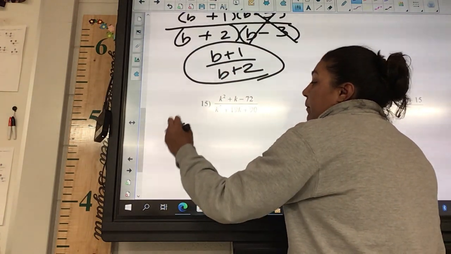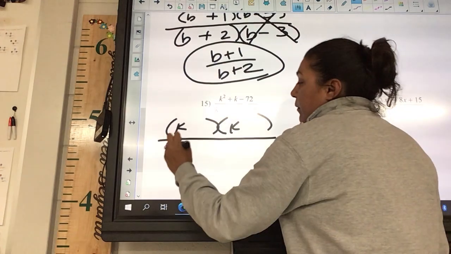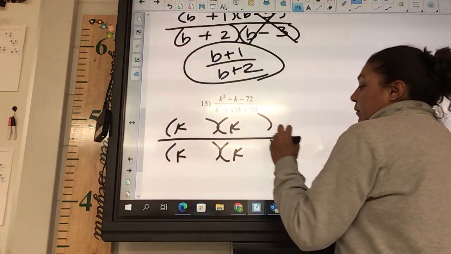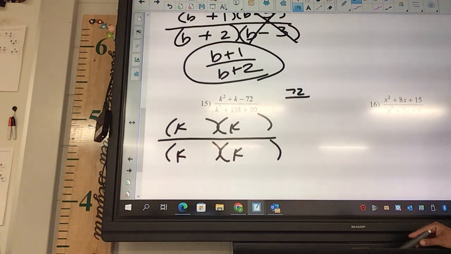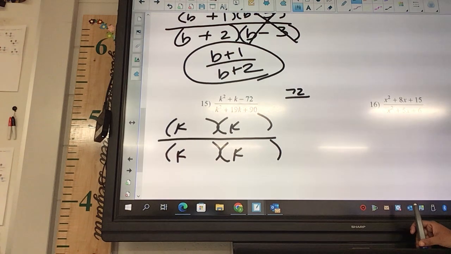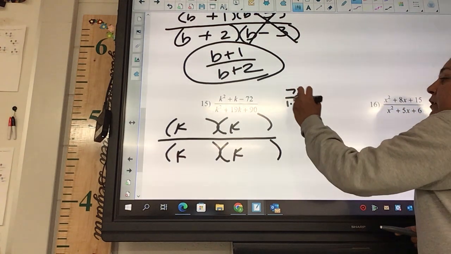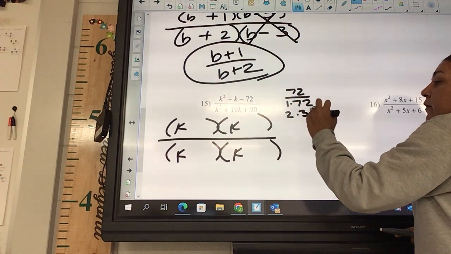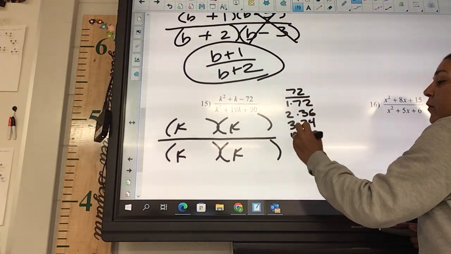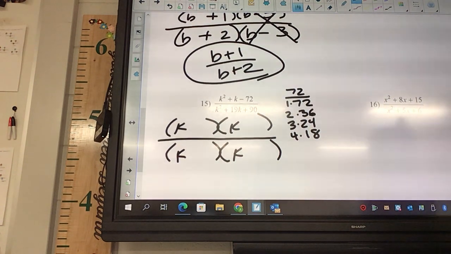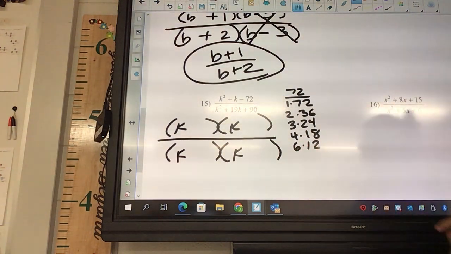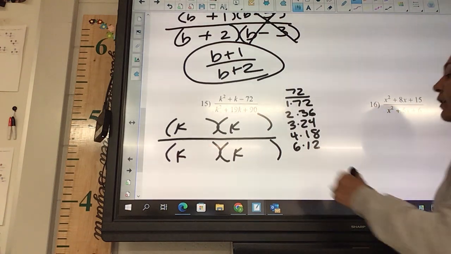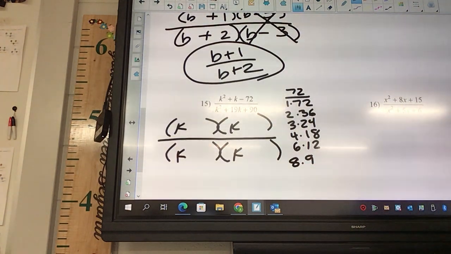Okay, last one. 72. What are some factors of 72? 1 and 72, 2 and 36, 3 and 24, 4 and 18, 8 and 9. Okay, and see how 8 and 9 are pretty much touching? That means that that's done.